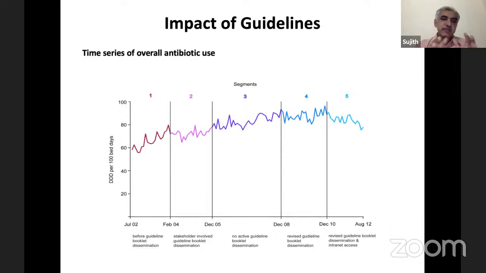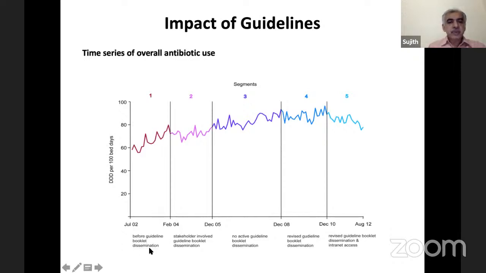And in this particular situation, what we did was calculate the individual antibiotics over 10 years, and then looked at each antibiotic from a defined daily dose point of view, divided it by the average number of patients based on bed occupancy, actually, and then you get 100 bed days, and added up all of them together. And this is a summary graph, which I wanted to show you, which shows the increase in antibiotics, especially between 2002 and 2004. And we decided we had to do something about it.